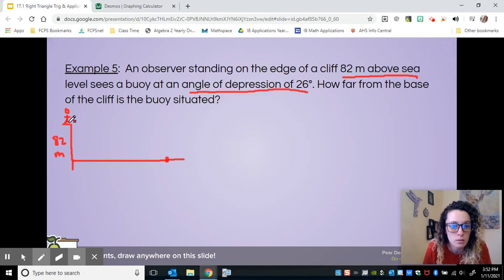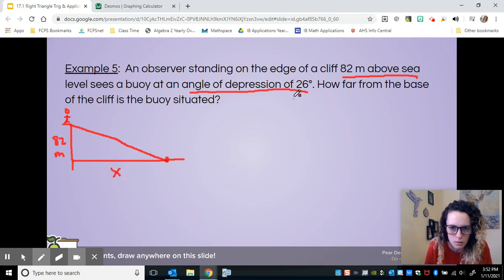So since we don't know their height, we're assuming that maybe instead of standing like I have them drawn, they're laying down and looking at it from the edge of the cliff. I'm going to come back to the angle of depression in a second. We're looking for how far from the base of the cliff the buoy is situated. So from the base of the cliff to the buoy, we're looking for this length.